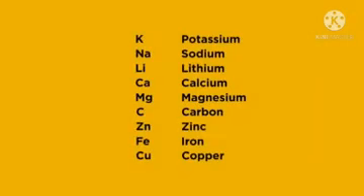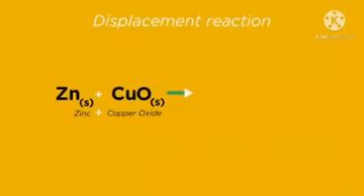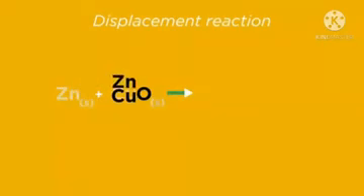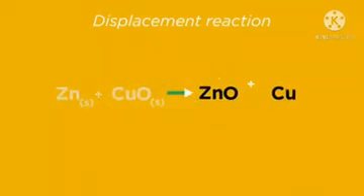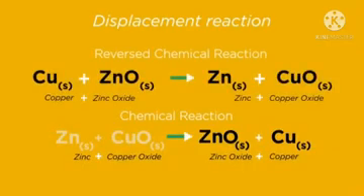Look at where the metals zinc and copper are in the reactivity series. Zinc is above copper and so is the more reactive metal of the two. So zinc, being a more reactive metal, can push out or displace copper from its compound. What if we tried the reverse reaction? Copper plus zinc oxide equals... This reaction will not work, as copper is not reactive enough to displace zinc from its compound.